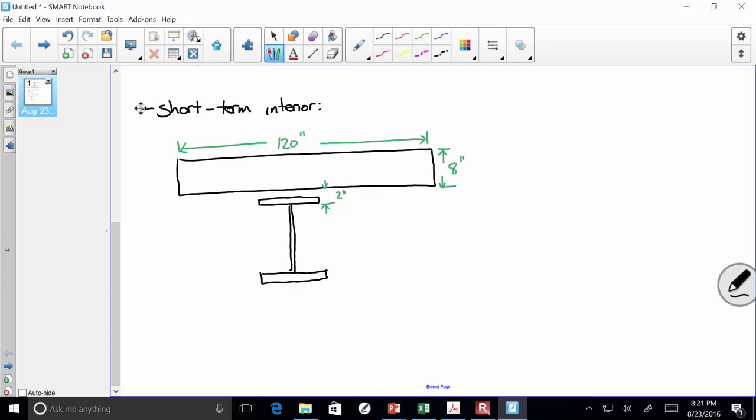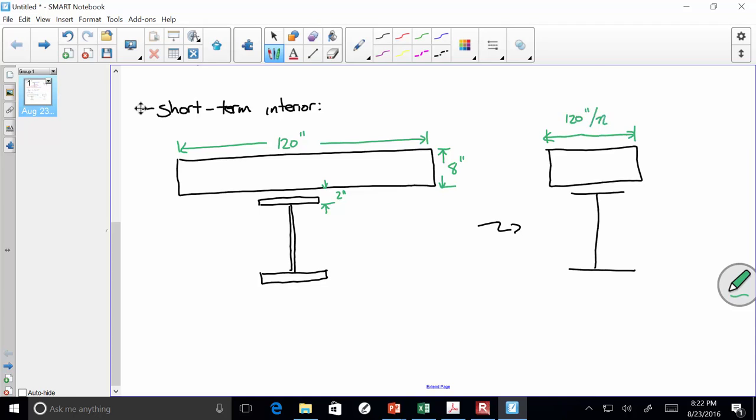Now we're doing short term, okay? So short term means that we divide that width by n, by the modular ratio. And for the purposes of this discussion, we're going to assume the modular ratio is 8. We'll just keep it simple and say n equals 8. So I'm going to take this and turn it, and I am going to be lazy, I'm going to turn it into this. And this dimension is 120 inches divided by n. Sound good? Any questions?